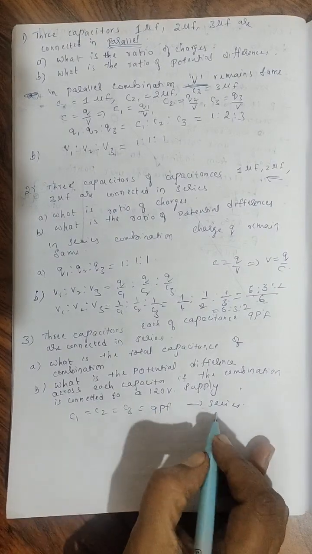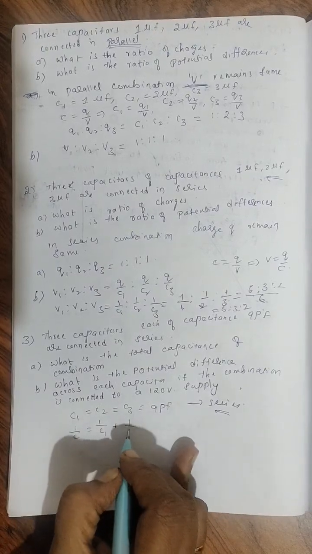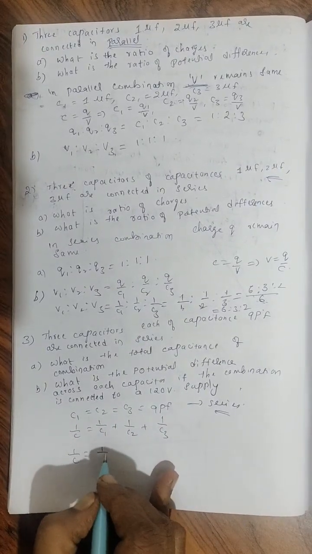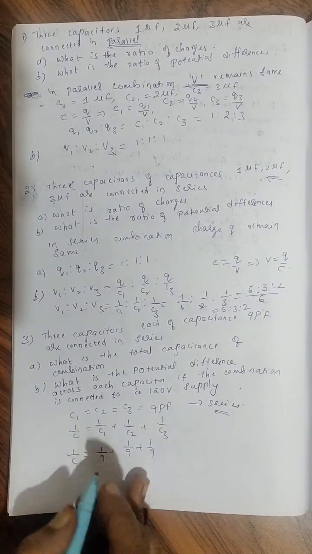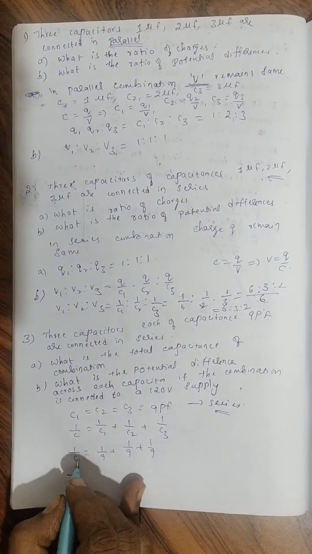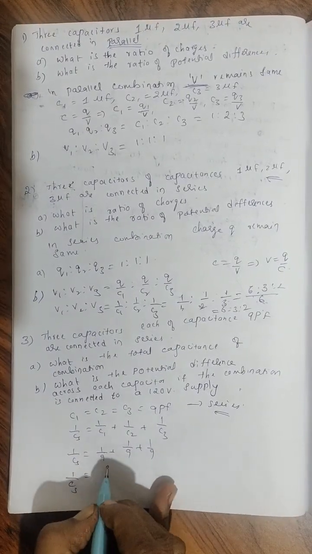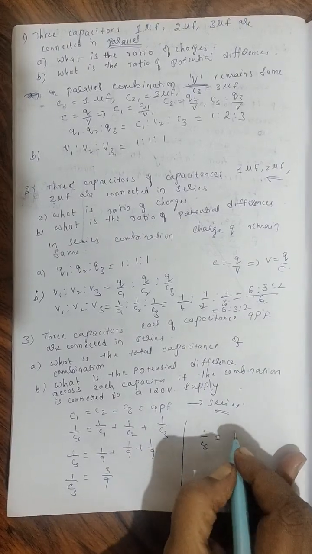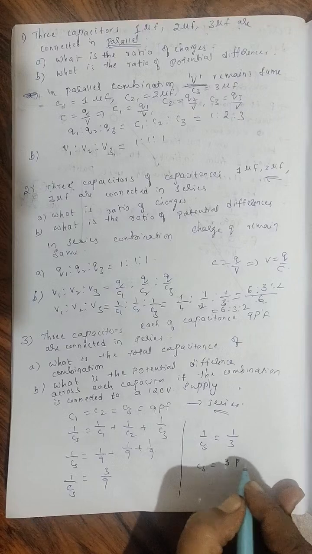So in series connection, 1 by C is equal to 1 by C1 plus 1 by C2 plus 1 by C3. So 1 by C equal to 1 by 9 plus 1 by 9 plus 1 by 9. All three are same. So 1 by CS is 3 by 9. So 1 by CS is equal to 1 by 3. So CS is equal to 3 picofarad.